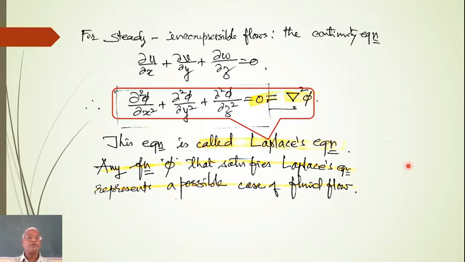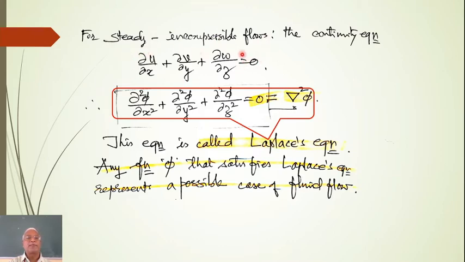Okay. Now here, for steady incompressible flow, we have already derived the continuity equation, which states that dou u by dou x plus dou v by dou y plus dou w by dou z equals 0. This is for incompressible flow, right? For steady condition, because there is an additional term here, dou u by dou t, and even there is a rho here, all those terms will disappear if I put a condition that it is a steady incompressible flow.